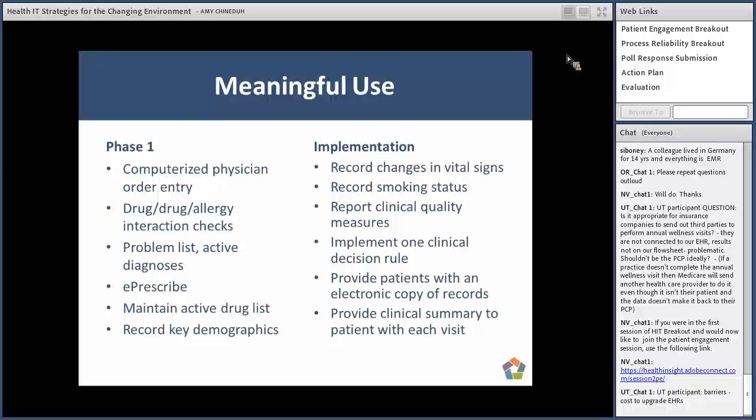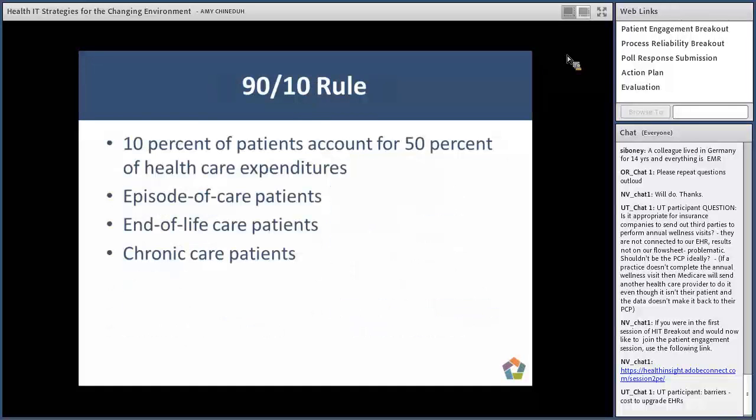And then providing a clinical summary, giving the patient, this is what happened, because they may not be good historians, or their spouse or their family member may want to know what went on in the office as a communication. Value-based contracting for me comes down to the 90-10 rule. The 90-10 rule is the 10% sickest patients are going to cost you 50 cents on the dollar in healthcare spending.